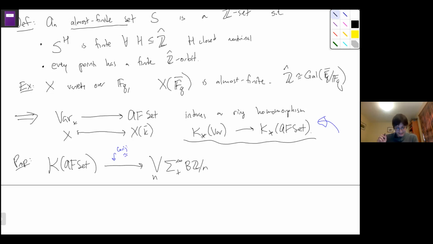But just as a quick note about how this works, you can show that at least as an assembler, almost finite sets is equivalent to the wedge as assemblers of these, which are assemblers generally called CZ mod n. These are as assemblers. And the K theory of this assembler CZ mod n is exactly this pointed suspension spectrum.